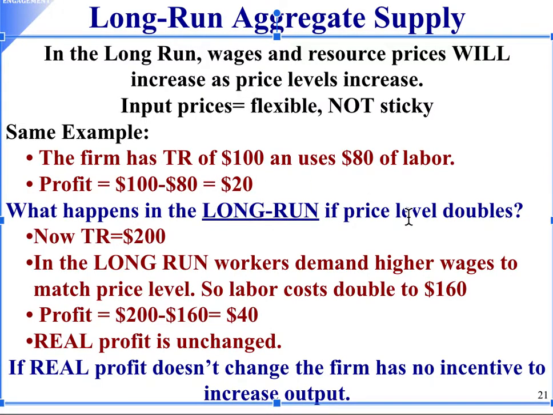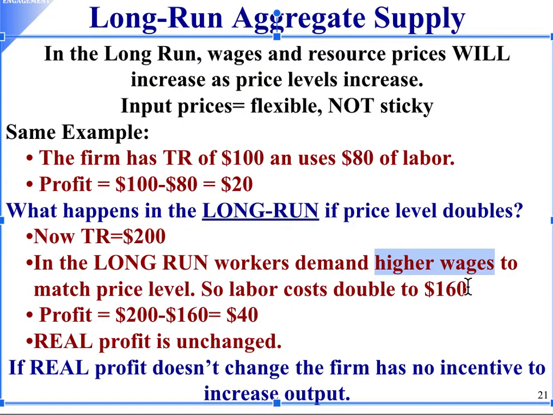And so in the long run, if price level doubles, instead of having that total revenue of 200 and keeping the constant total cost, now in the long run, workers have been able to petition, join a union, barter, and discuss with their employers. They've been able to demand higher wages to match this price level. They're saying, we're workers who still need to buy items in this economy when there's inflation.